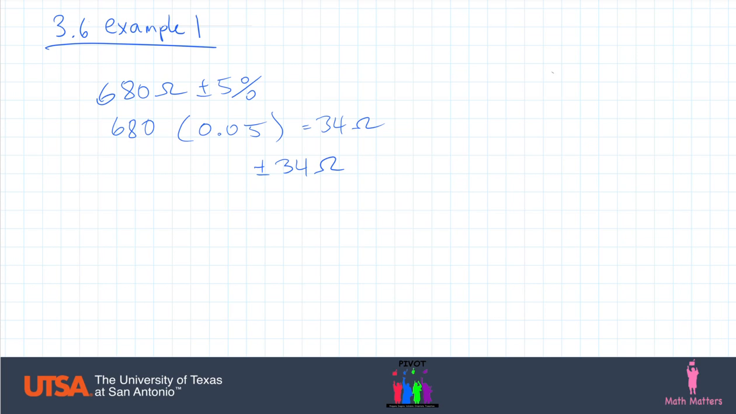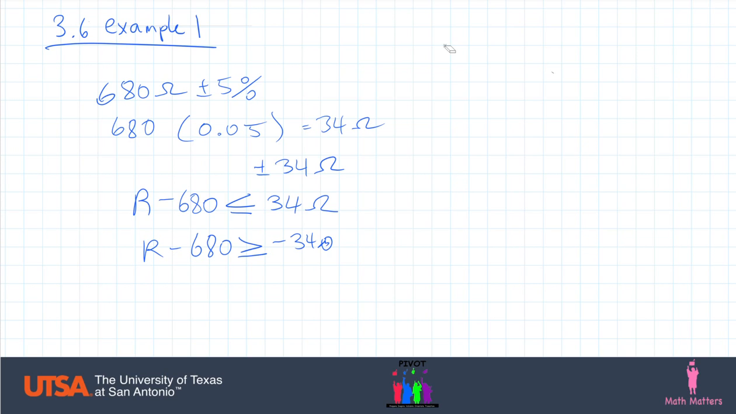So let's say we're evaluating resistor R. R represents the resistor in question, and then we're going to do minus 680, because that is the resistance that it's supposed to have. And it's supposed to be plus or minus 34 ohms, so that means R minus 680 has to be less than or equal to 34 ohms, or R minus 680 can also be greater than or equal to negative 34 ohms.